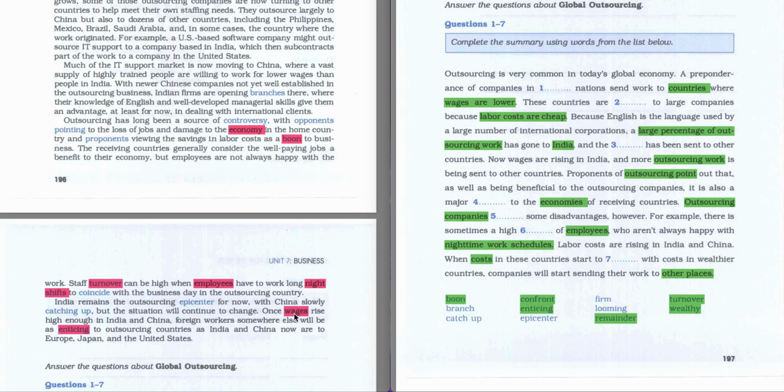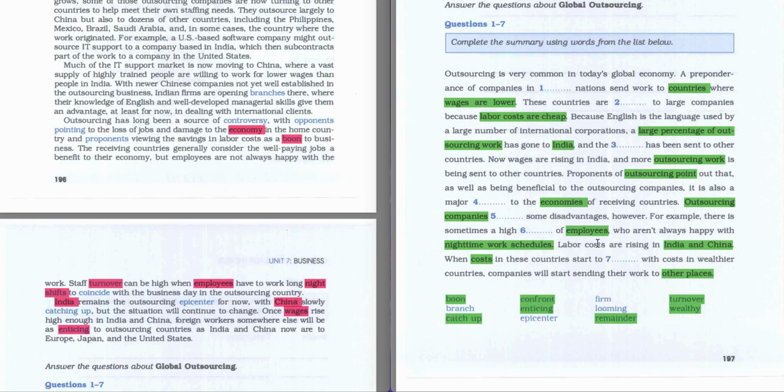And let's scan it further and let's try to find information about the wages, about the cost. So there is information about wages and about, they were just saying about India and China basically. And here in the following paragraphs they were saying about India and China. Let's read this sentence. India remains the outsourcing epicenter for now, with China slowly catching up. The situation will continue to change. Once wages rise high enough in India and China, foreign workers somewhere else will be as enticing to outsourcing countries as India and China now are to Europe, Japan, and the United States. So they were catching up. Countries start to catch up with costs in the wealthy countries. So the answer is going to be catch up.